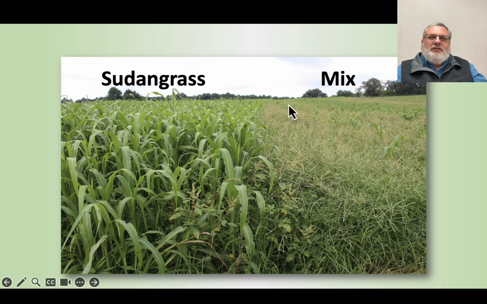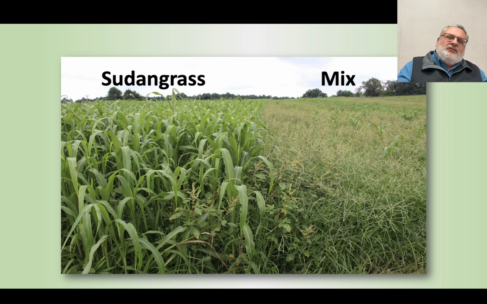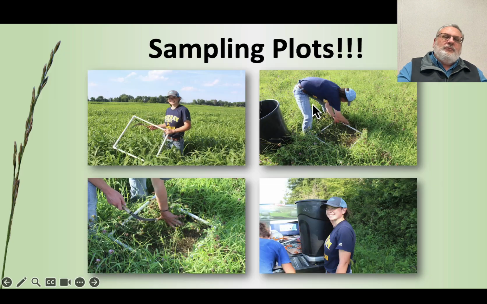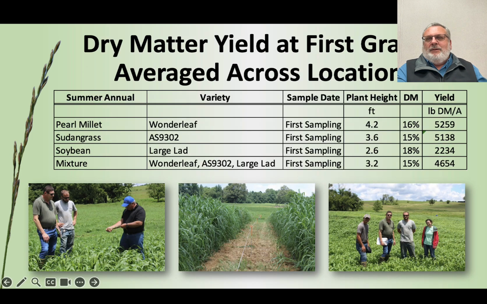So this is just an example. This is a Sudan grass, and then this was the mix of millet, Sudan grass, and soybeans. And we just did not get a good stand with that mixture. And because we didn't get a good stand, then we got a lot of weeds, summer annual weeds in these pastures. And we sampled the plots, and what we found was that these summer annuals could be quite productive.